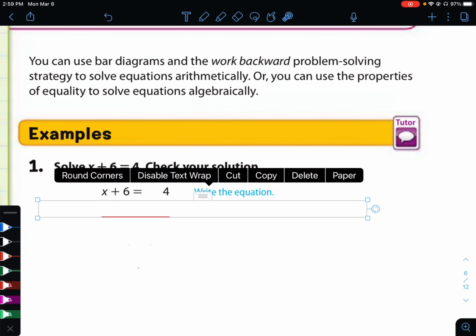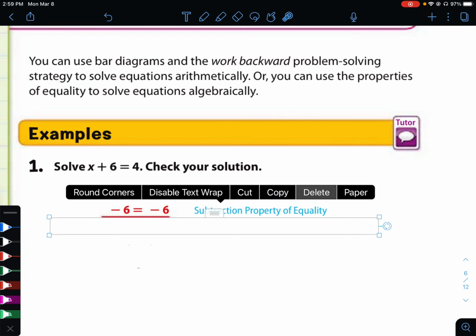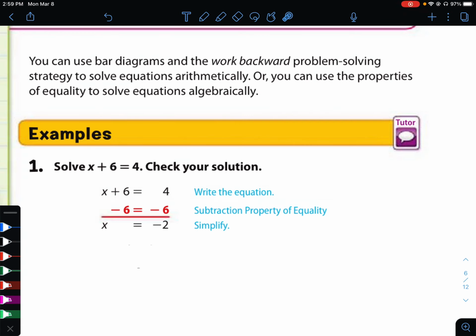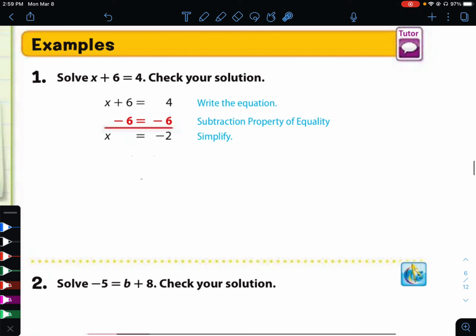So using the subtraction property of equality, we subtract 6 from both sides. By subtracting 6, the 6 goes away, that is a 0, and we're only left with x. And we know that 4 minus 6 is negative 2, so we have the value x equals negative 2. Okay, so let's see if that's right by checking our answer.